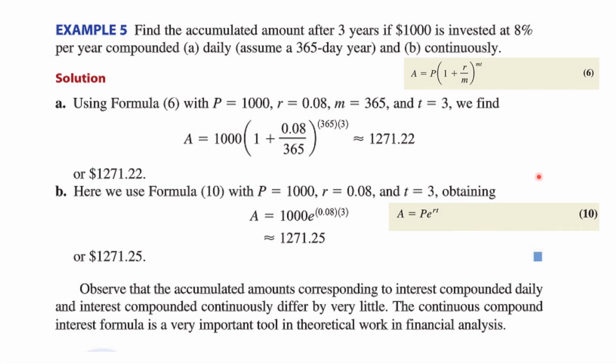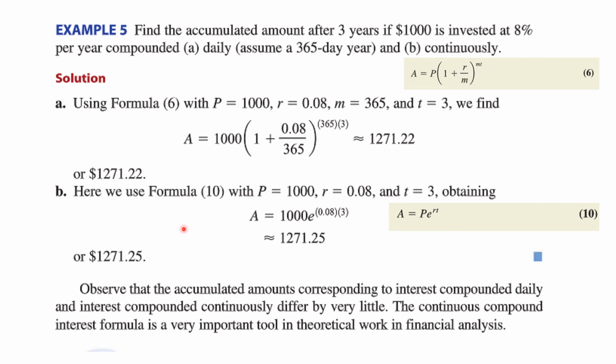So let's do some examples of this. We want to find the accumulated amount after 3 years if $1,000 is invested at 8% compounded daily, and then continuously. Well, daily we would divide by 365, and we use this formula right here. So we plug in, and we got 365 there. We plug in all of those numbers, and we get this.